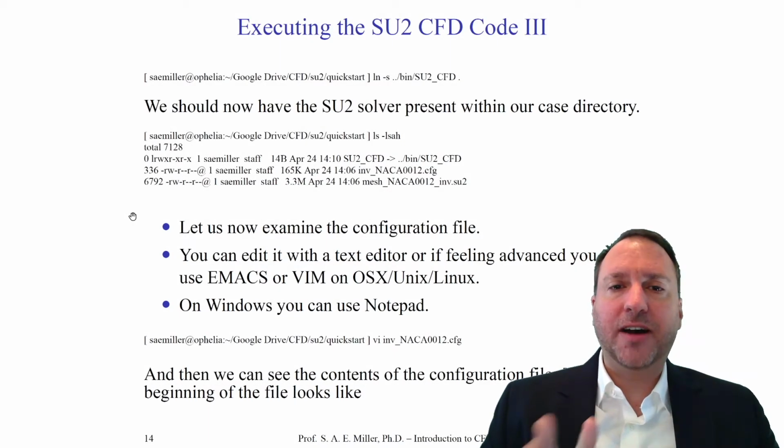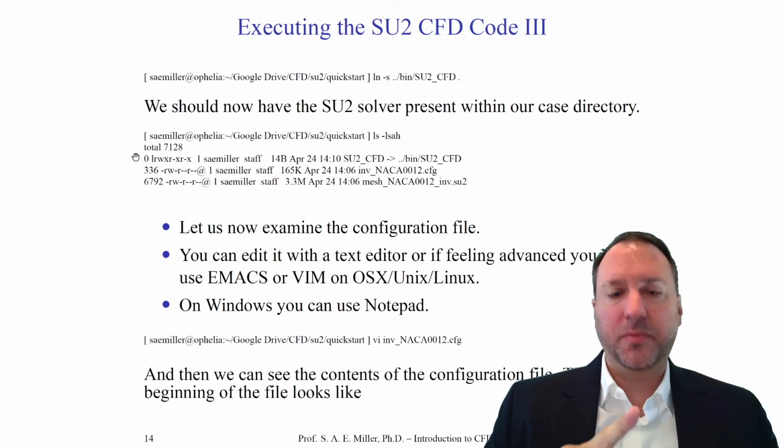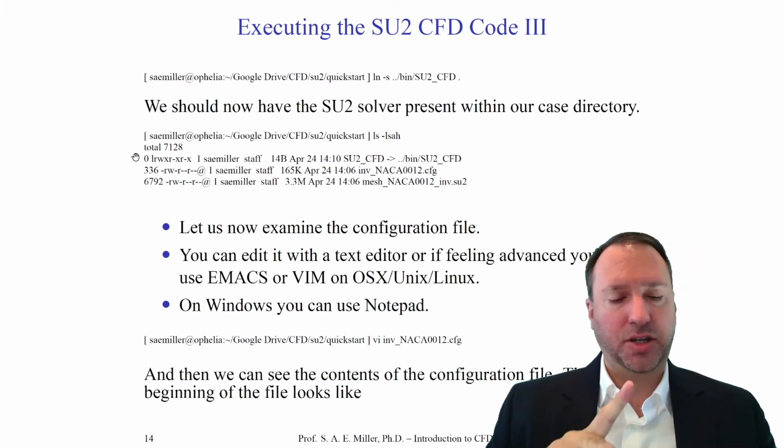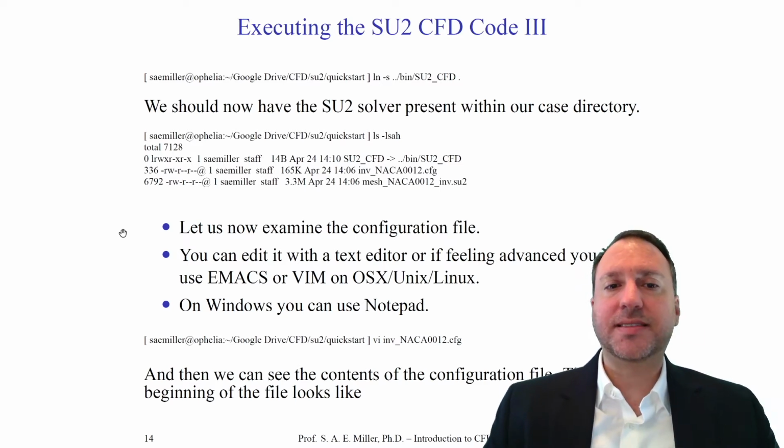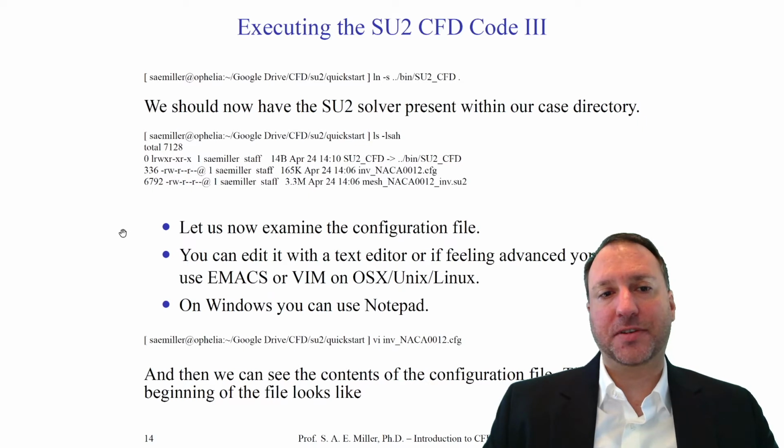Now, we have everything set up for the CFD code to run. We have a symbolic link to the executable in its own subdirectory. We have a configuration file and we have a grid file. That's great. Let's now examine the configuration file with your favorite text editor. On Windows, you can just simply use Notepad or something. That's fine.